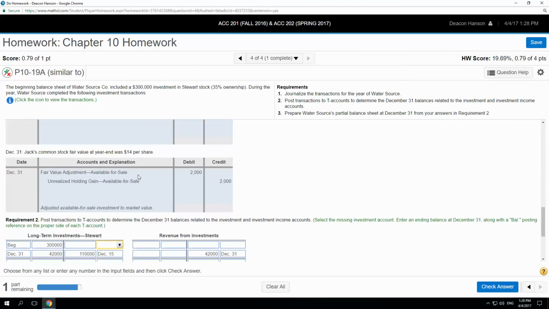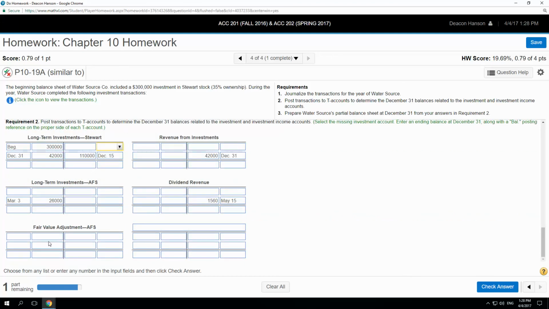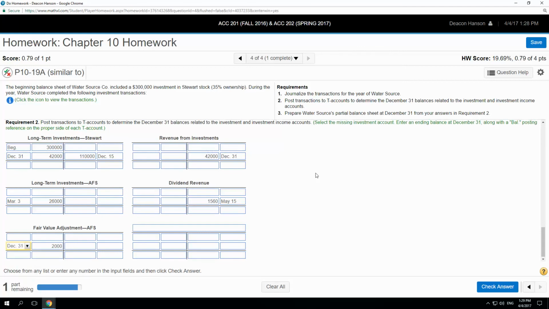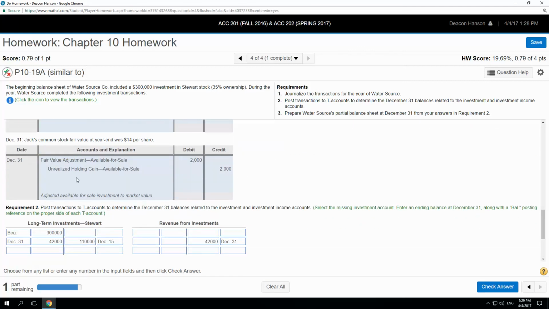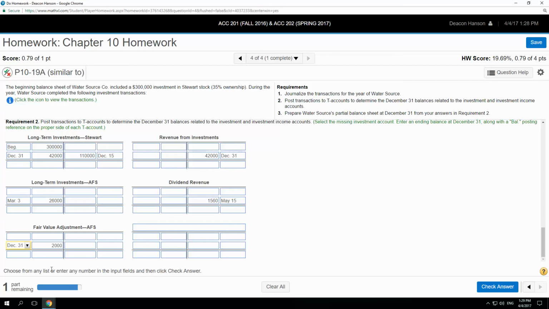Okay, and we finally have that fair value adjustment and unrealized holding gain, 2,000. See, they don't have an account for the unrealized holding gain, because it's just balance sheet accounts that they're showing. Then we've got to take a balance. So let's go here and make balance. Call this balance. Balance. Balance. And then we do the math.